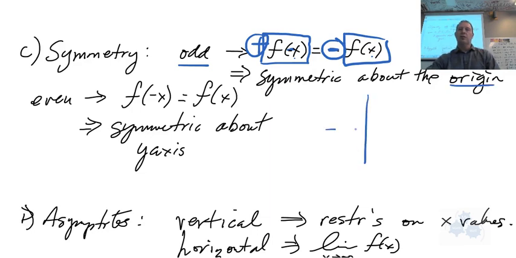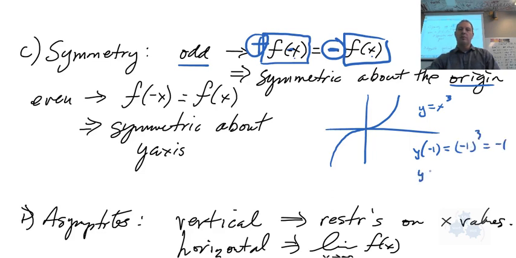Okay, so symmetry about the origin could look something like this. Right? This is y equals x cubed. We've done this before, but if you put in -1, we have -1 cubed, that equals -1. If you put in +1, that's +1 cubed, and that's +1. So the same numbers, except one's positive, one's negative. You know there's symmetry about the origin.